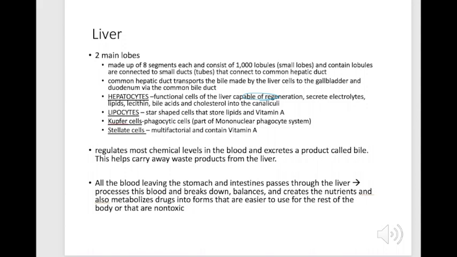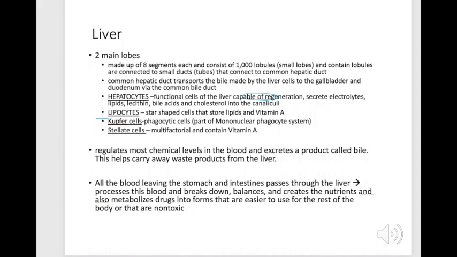Kupffer cells are phagocytic cells, so that's a part of that mononuclear phagocyte system. Remember, I told you that macrophages have different names in different areas of the body, so that would be a Kupffer cell. Stellate cells are multifactorial and they contain vitamin A as well.